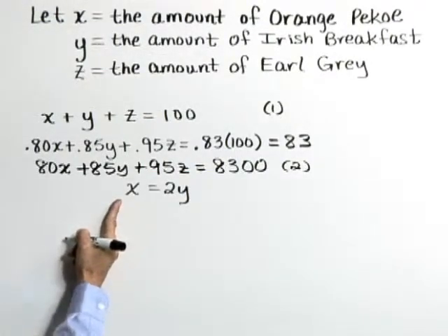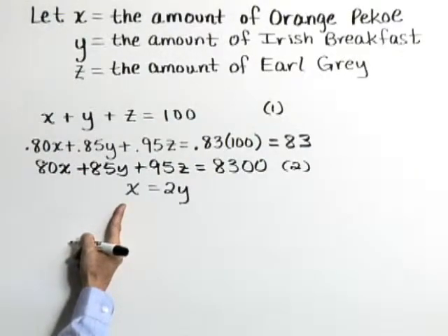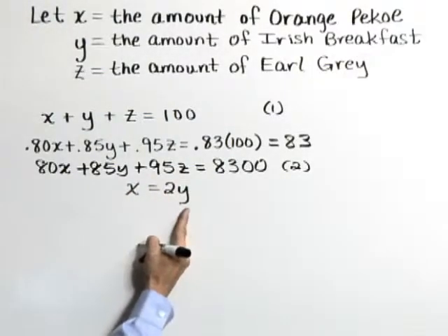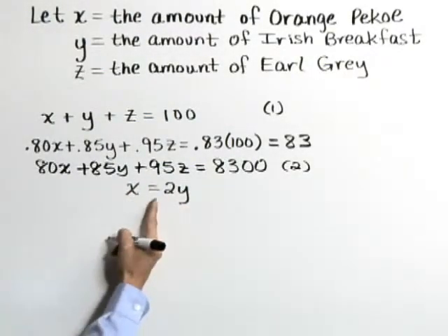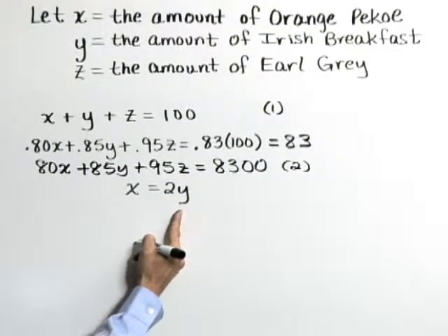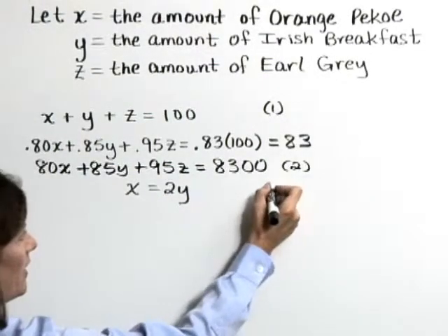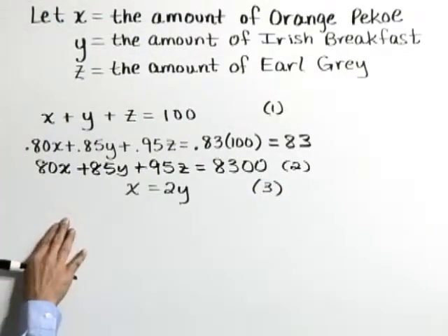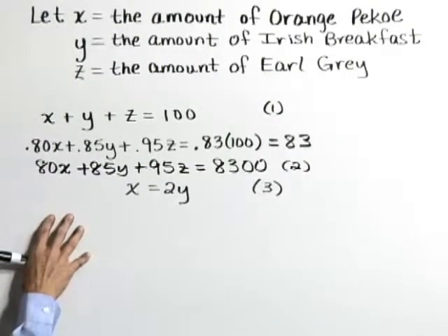We're told that he wants to use twice as much orange pekoe as Irish breakfast. So this amount x is going to be 2 times y. The amount of orange pekoe is 2 times the amount of Irish breakfast. Let's identify that as equation 3. So we've completed that step, we've written our equations. Now let's solve this system of equations.